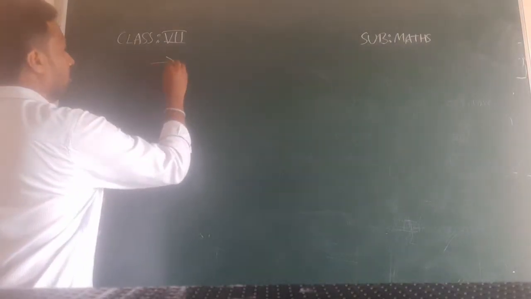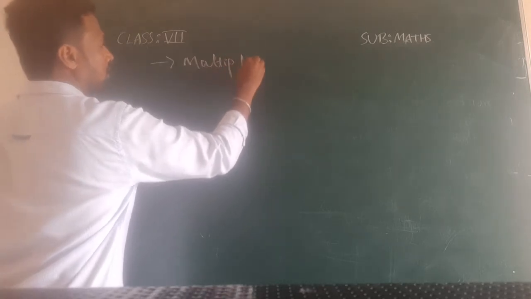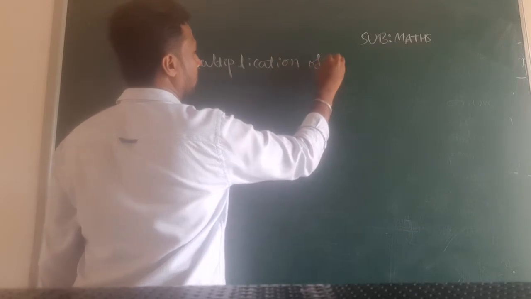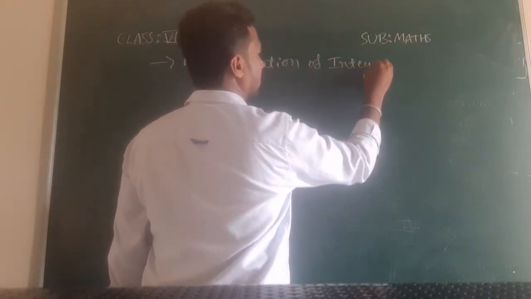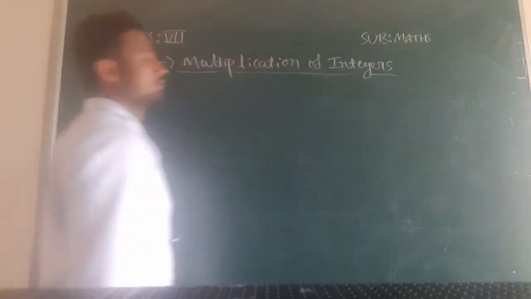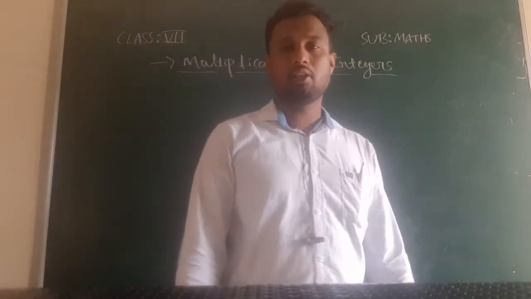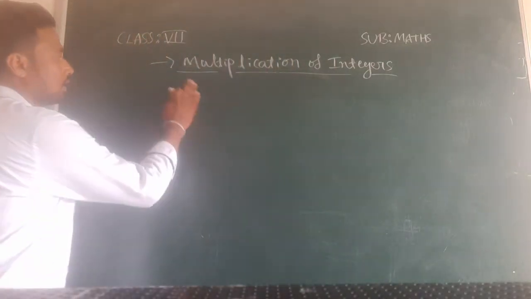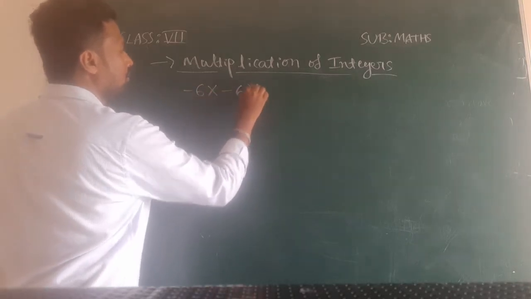Multiplication of integers. So here, for multiplication of integers, yesterday I gave one example. Today I will consider one more example: minus 6 into minus 6 into minus 6.